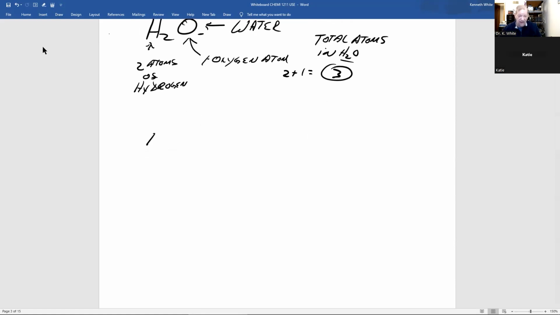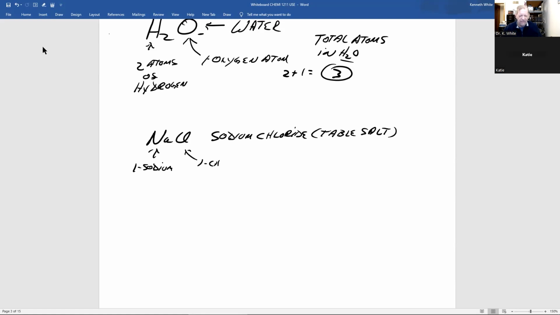Now, let's look at another common chemical you use. This is sodium chloride, which you know as table salt. How many atoms in sodium chloride? Well, there's one sodium and one chlorine atom. If I ask you how many atoms are in sodium chloride, 1 + 1 = 2 atoms. And that's something you should know how to do.